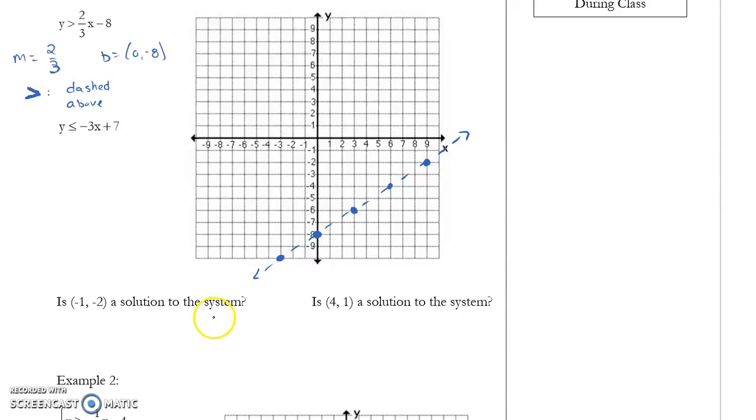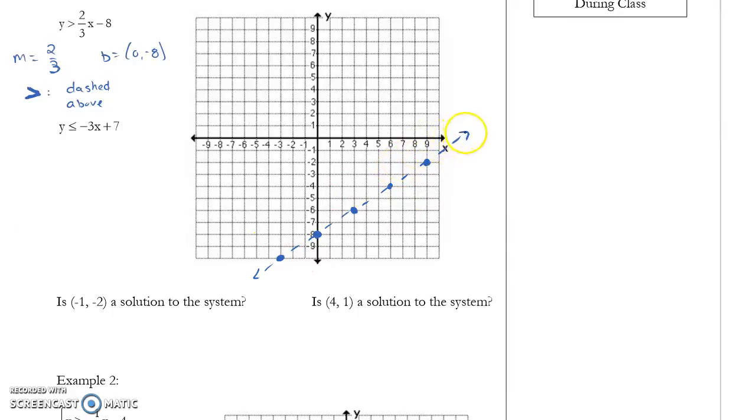I don't want to actually shade this in yet, because at the end of the day I'm going to have to pick where to shade based on the intersection. That will become more clear, but for now I want us to just make a little note that we are going to shade this above.